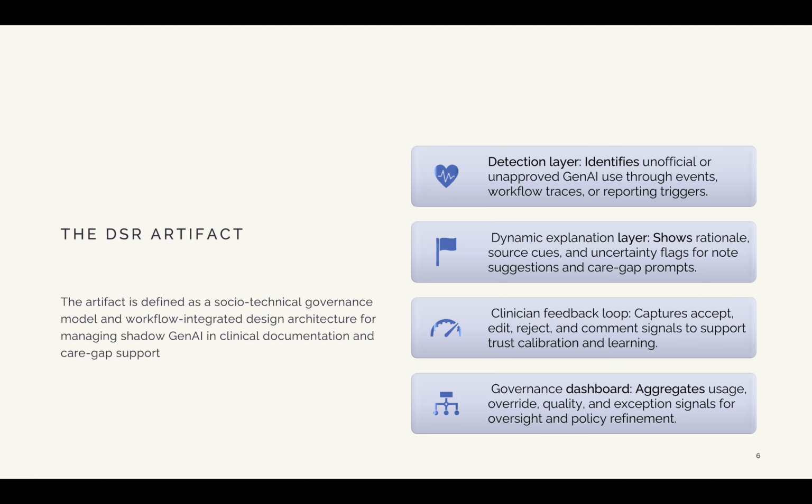Moving on to the next slide, which is the DSR artifact. The proposed DSR artifact is a socio-technical governance model and workflow-integrated design architecture for managing shadow gen AI in clinical documentation, and also care gap support. It has four components. The first one is a detection layer to identify unofficial or unapproved gen AI use. Second is a dynamic explanation layer, which shows the rationale and source cues and also uncertainty flags. The third is clinical feedback that captures edits, rejects, and comments. The fourth is the governance dashboard that aggregates usage, override, and quality signals for oversight.